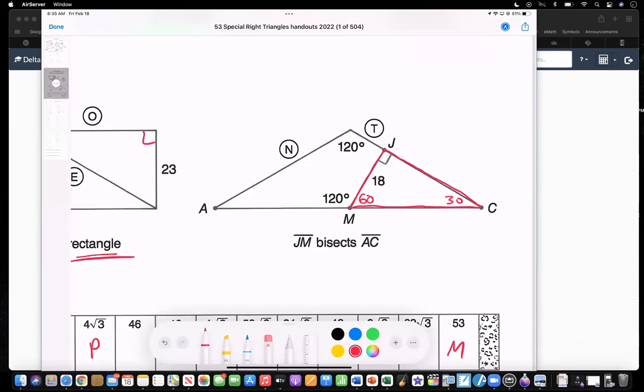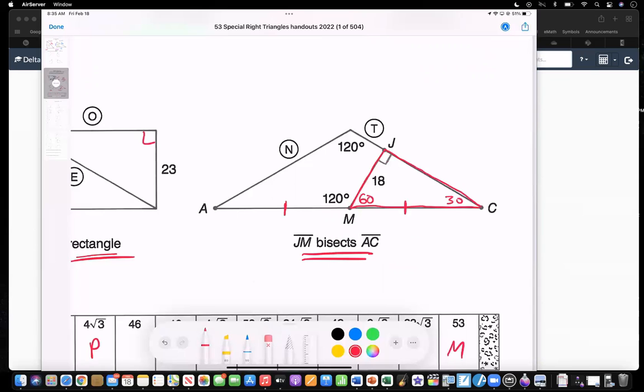But the other one, notice we don't have a triangle here. So what I can do, since it tells me JM bisects AC, so JM is here, that means it's cutting AC in half. So if I look at AC, this bottom side here, it's being cut in half. So this piece is equal to this piece.